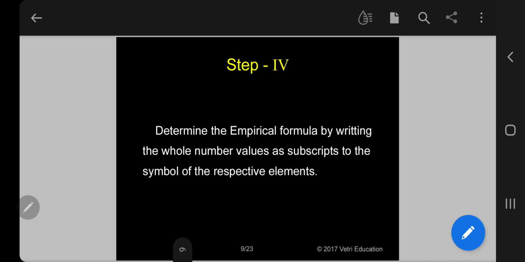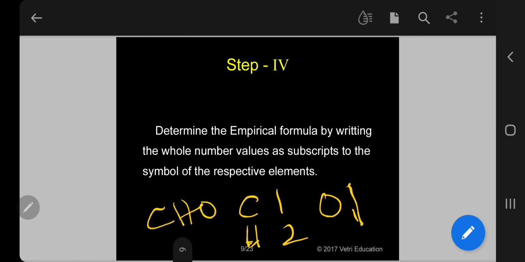Next, step 4. Determine the empirical formula by writing the whole number values as subscripts to the symbol of the respective element. Suppose we are getting carbon, hydrogen, and oxygen values 1, 2, and 1 again. So we can write CH2O. Kindly follow. This is the rule step 4 says.